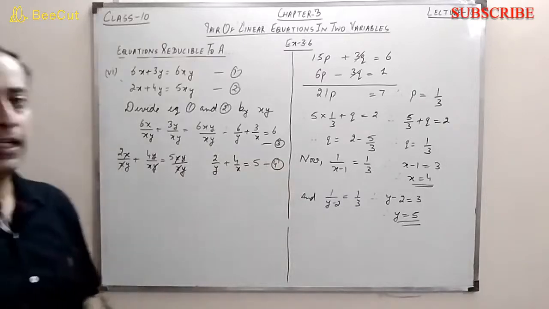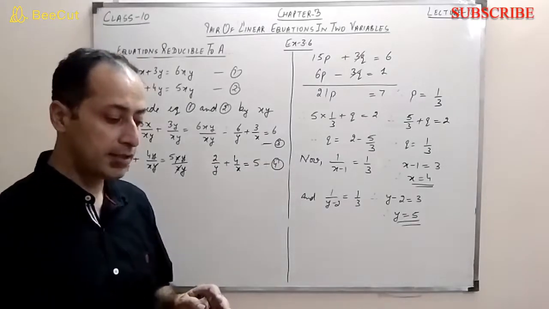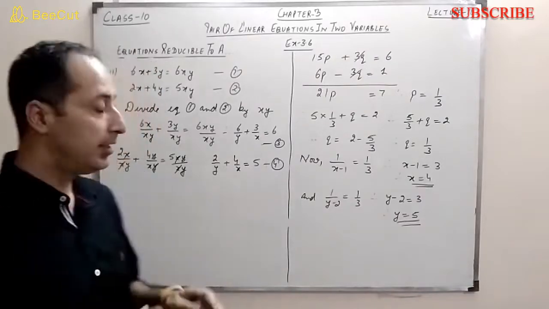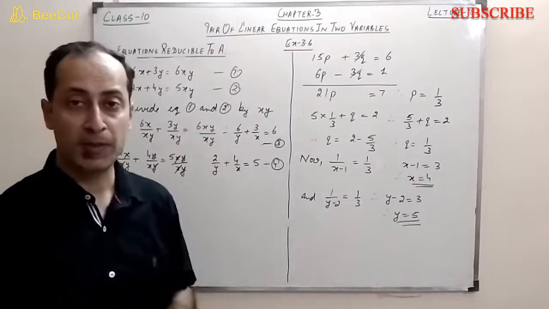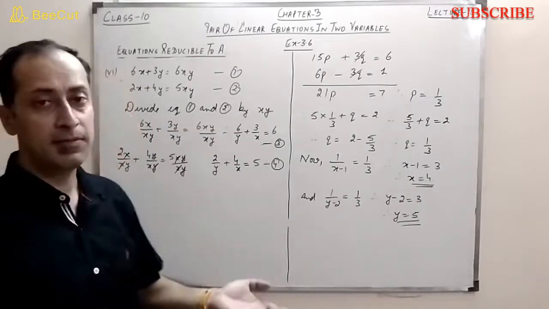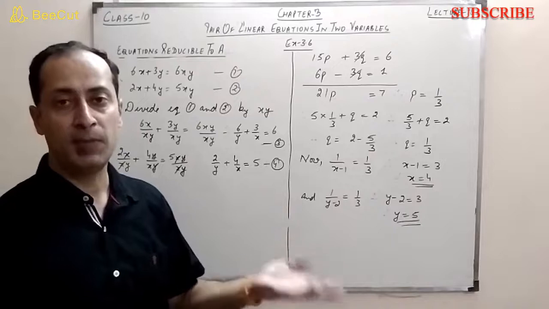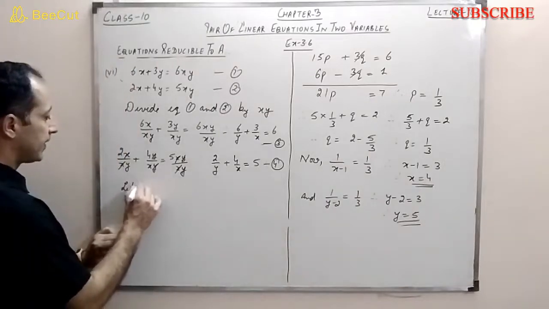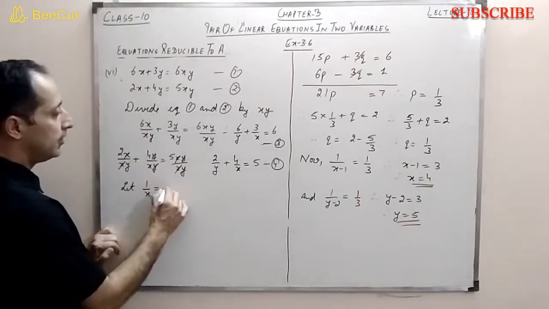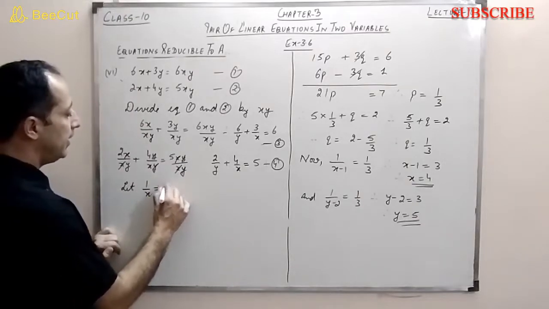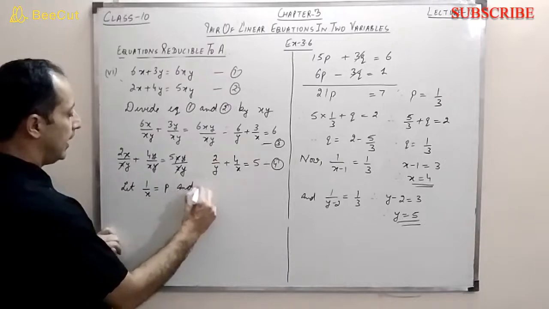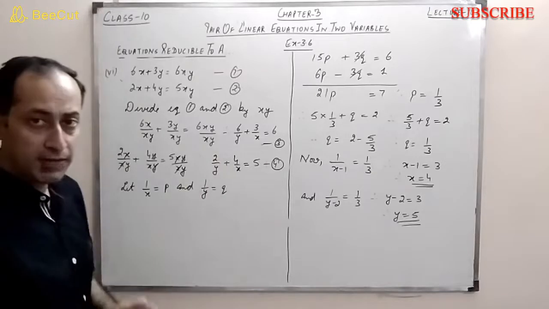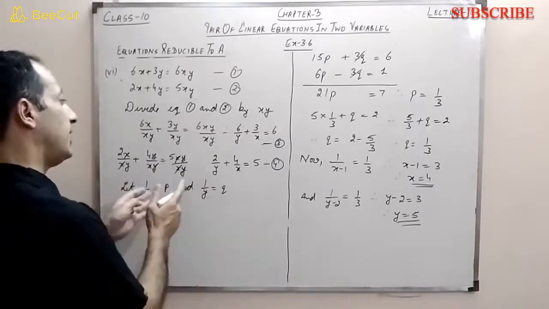Now this is exactly the case which we have discussed. If you remember the example we discussed, in that example also the denominators were x and y only. So what is the next step? The next step is again to substitute the values for 1 by x and 1 by y. So let 1 by x equal p, and 1 by y equal q.